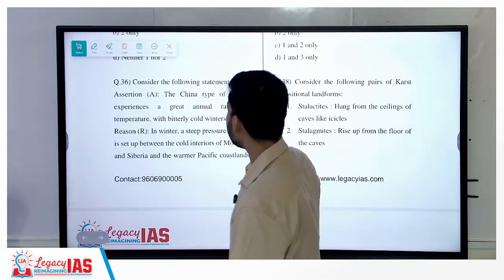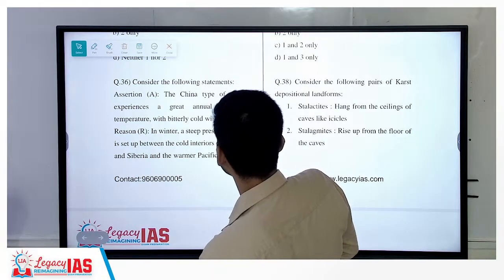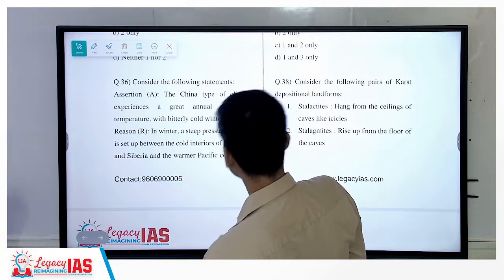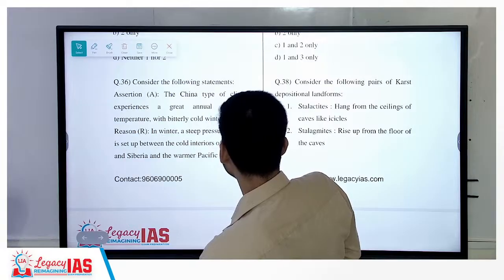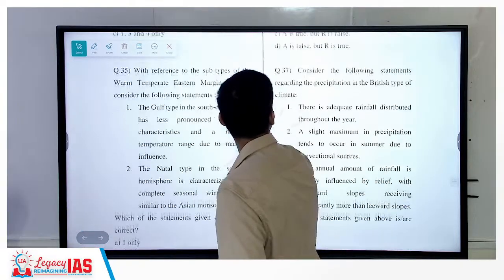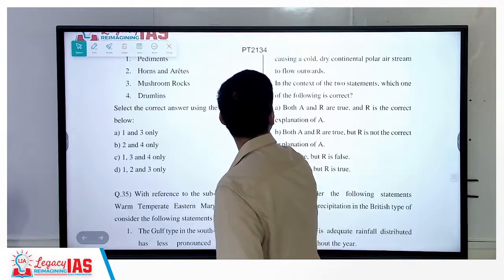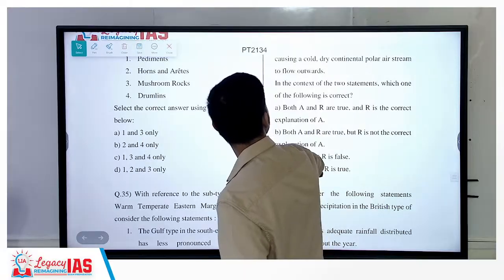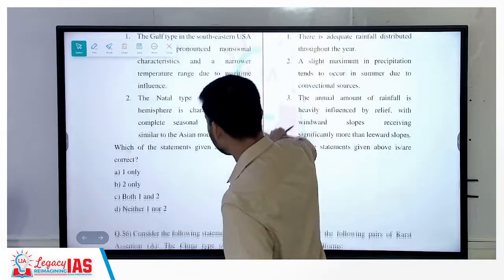China type of climate experiences a great annual range of temperature with bitterly cold winter. In winter, a steep pressure gradient is set up between the cold interior of Mongolia and Siberia and the warmer Pacific coastlands, causing a cold, dry continental wind. That is correct. And both.